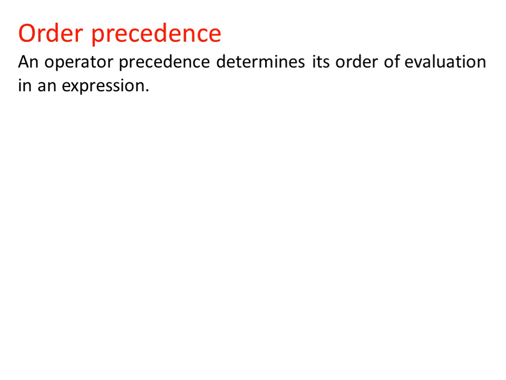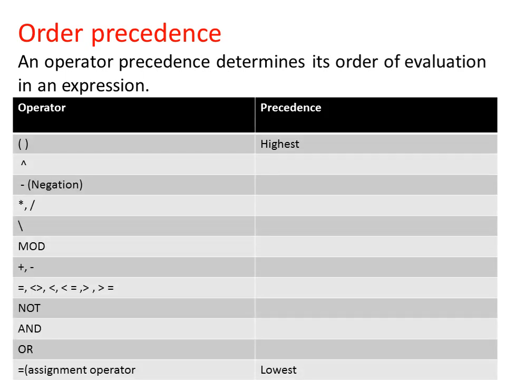Next is order of precedence. An operator precedence determines its order of evaluation in an expression. Order of precedence tells us which term in any expression we have to evaluate first, which term will be solved first. You can see a table which shows which operator is evaluated first.